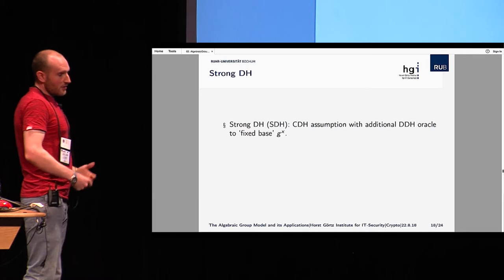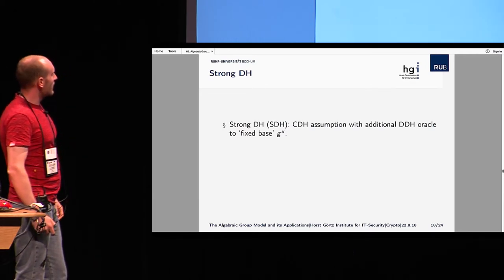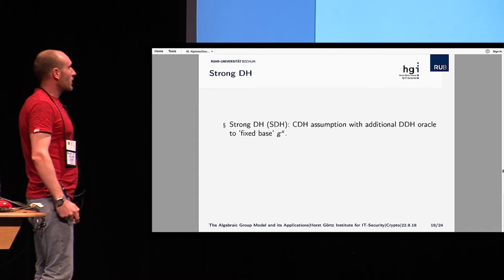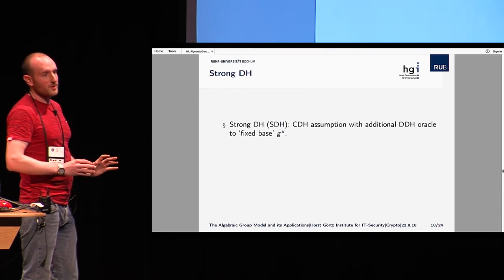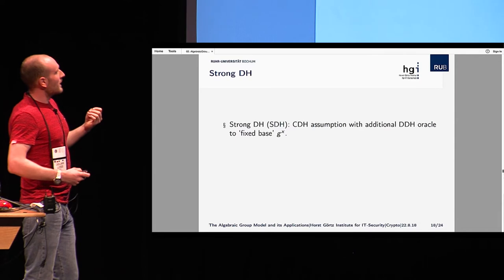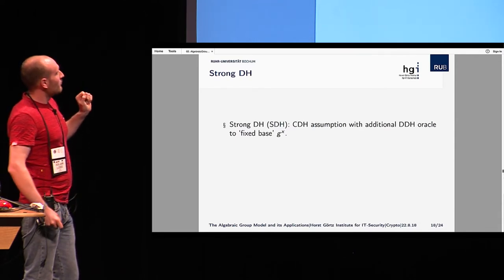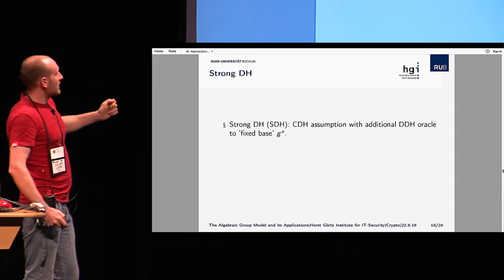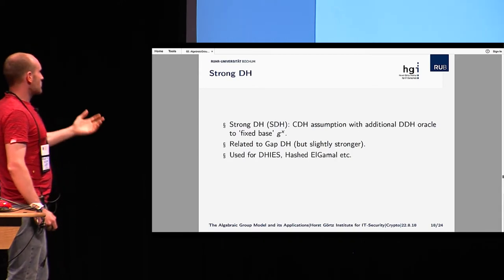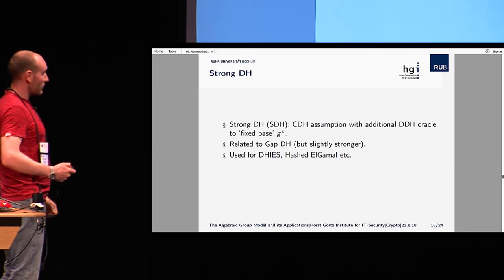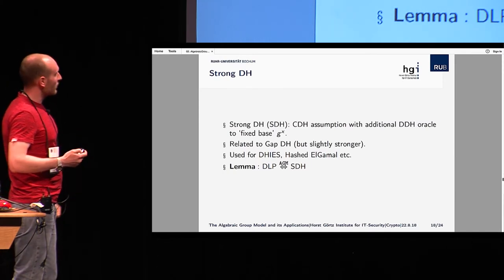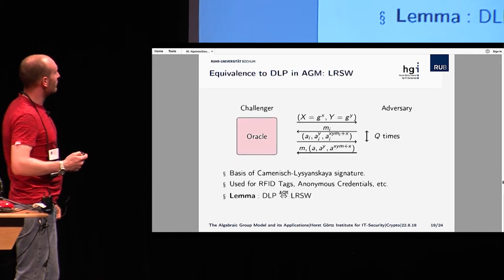Okay, so here is another example of something that we prove here. We also prove a similar reduction from the discrete logarithm problem to the strong Diffie-Hellman assumption. This assumption is a bit more complicated. Here, the adversary also gets a DDH oracle to some sort of fixed basis. So the DDH oracle is slightly restricted here. One of the elements in this DDH triple will always be set to g^x from the CDH assumption. This makes it a slightly weaker assumption than the related gap Diffie-Hellman assumption. This assumption is used for DHIES, HashedElGamal, and actually also in some other places. And as I said, we can also prove here a reduction between the discrete logarithm problem and the strong Diffie-Hellman problem. So just as another example of something we can prove.